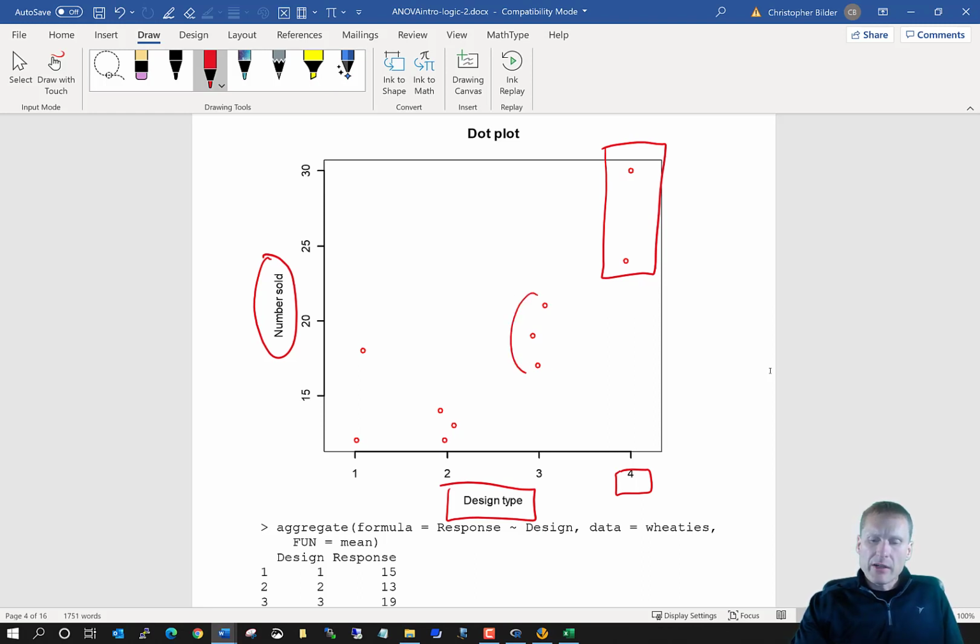And we also see design number 3 too. It's shifted above 2, and if you compare it to 1, we can see it has shifted a little bit higher than where 1 is. And so that might make you think, well, maybe 3 is better than 1 and also better than 2. We'll look at that more formally as we go.